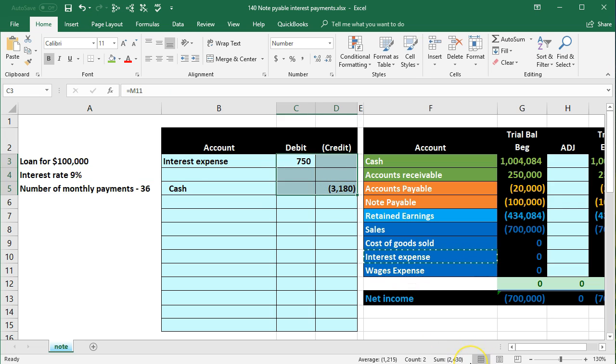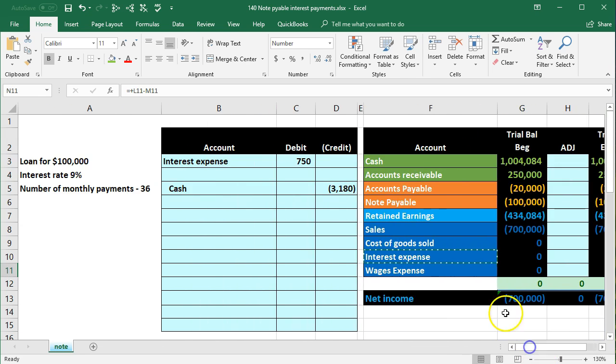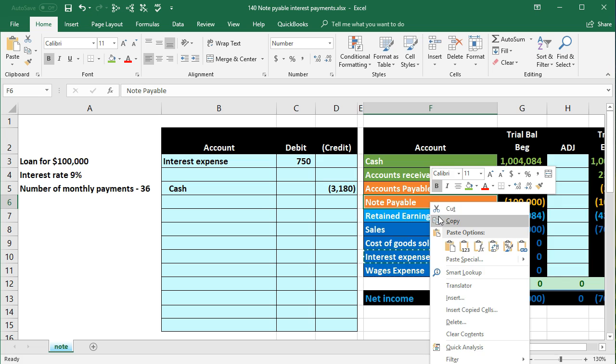And then the principal, of course, is the difference. It's going to be this minus that, or $2,430, which should also be on our table, $2,430. So the difference is going to be reducing the principal. So the loan amount is going to go down, not by the full amount we paid, but by the amount that's not allocated to the interest. So we'll copy the note payable.